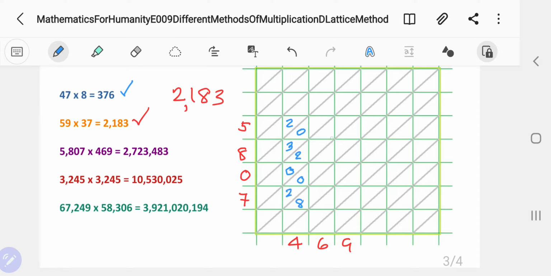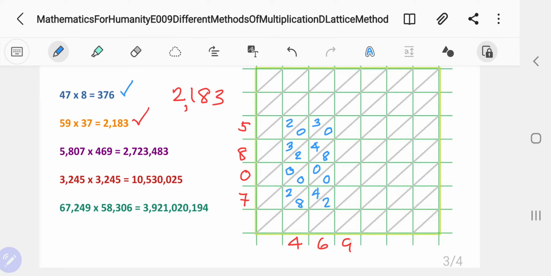5 times 6 would be 30. And then 8 times 6 would be 48. And then 0 times 6 would be 0. And then 7 times 6 would be 42.